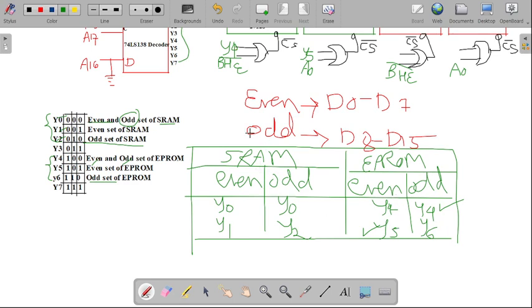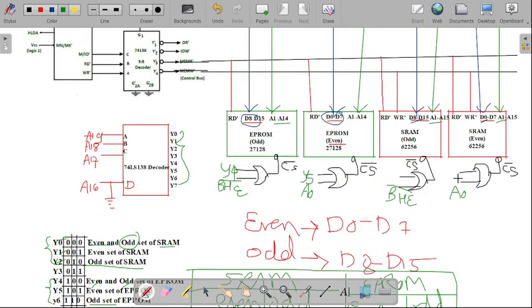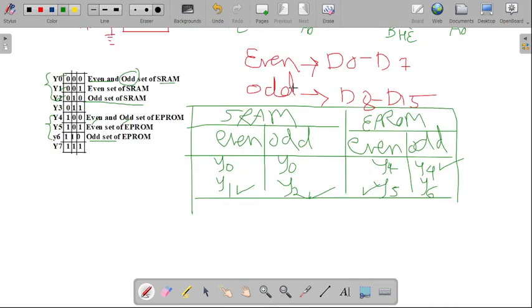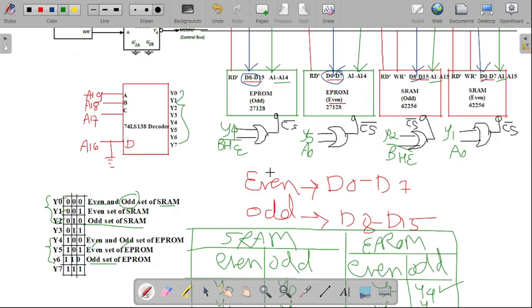Now the next part is for SRAM. Suppose I'm selecting here Y1 for even and Y2 for odd. So I'm writing here Y1 for even and Y2 for odd. Now we are done with our read connection, then write connection, data lines, address lines, then the bus high enable signal, and based on that even and odd memory banking, we have connected our input signal to our OR gate, and this will be going to the chip select signal.